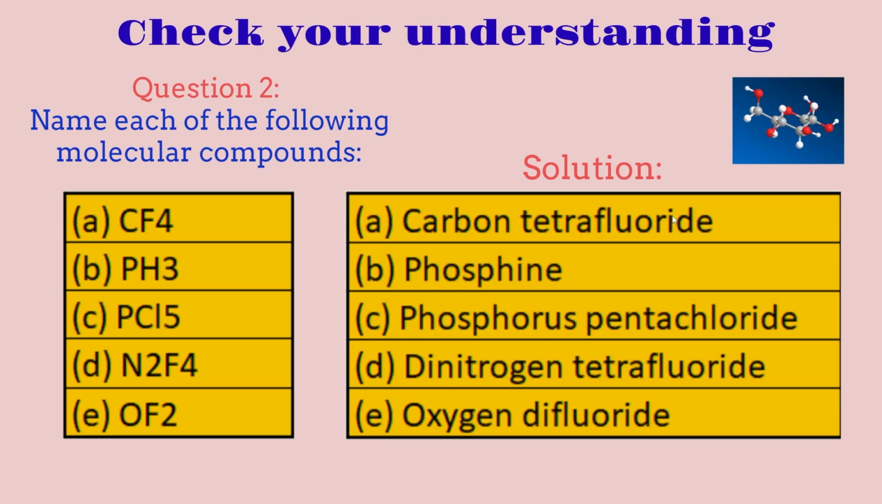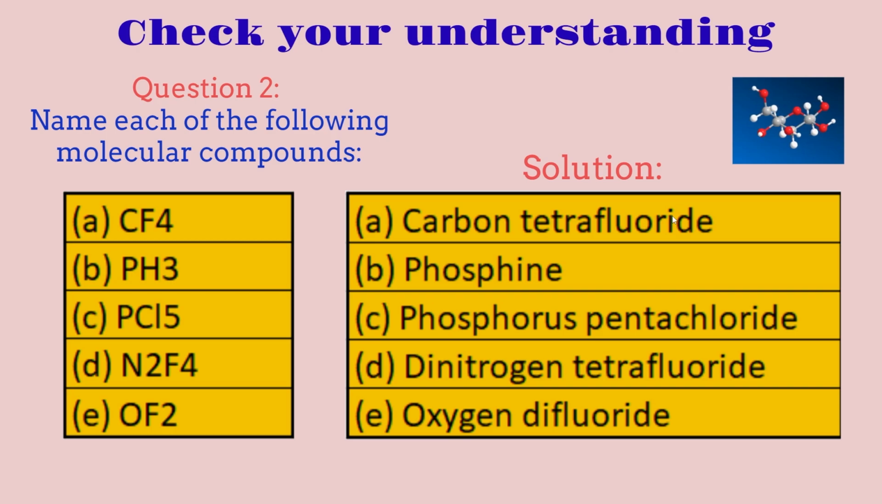For the solution, for the first one, we have carbon tetrafluoride. The second one is a little different compared to the rest. This has its own separate name, which is phosphine, but if you were to say it inside of the actual formula, then it would be phosphorus trihydrogen.